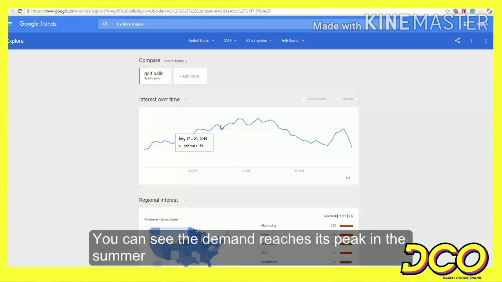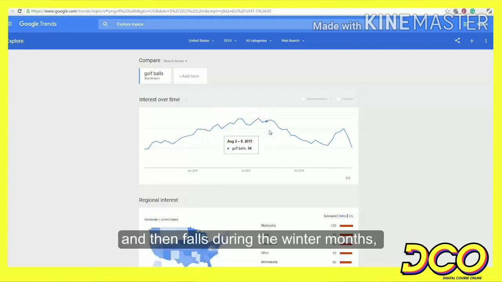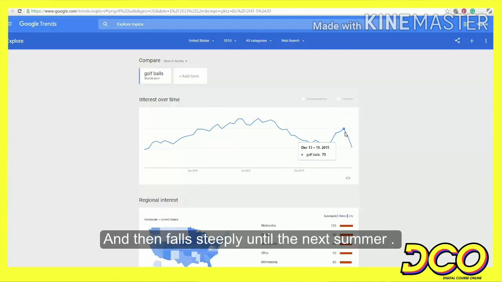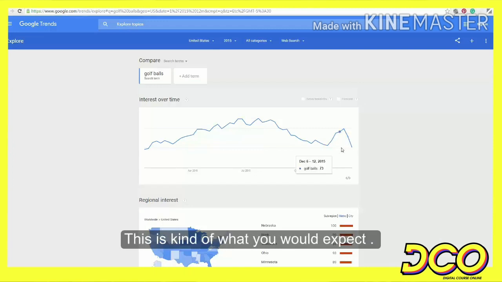You can see the demand reaches its peak in summer and then falls during the winter months, before peaking again in December, and then falls steeply until the next summer. This is kind of what you would expect.